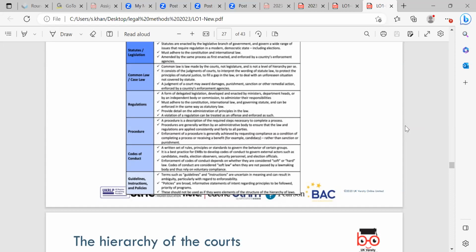Policies are broad, informative statements of intent regarding principles to be followed and the priority of programs. These should not be used as if they were elements of the structure of the hierarchy of laws.